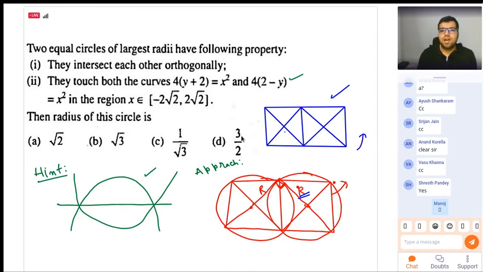Ultimately, your objective is to put this rectangle in this figure in such a way that it is of maximum dimension. If it has maximum length and breadth, only then we will have the maximum radius for these orthogonal circles. So you have to put this thing inside this region and then you will get the answer.